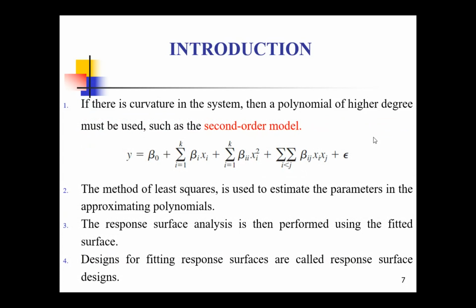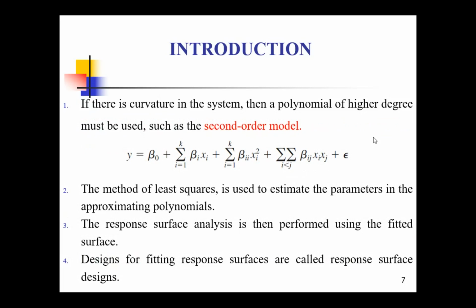If there are any curvatures, if there is any non-linearity, then a polynomial of higher degree has to be used. As told, we have to choose whether we are going with a lower order polynomial or a higher order polynomial. It mainly depends upon the relationship that exists. If it is a linear relationship, then I can go with a lower order polynomial. But if there is any curvature in the system or the model, then a higher degree polynomial should be used. That may be a second order.